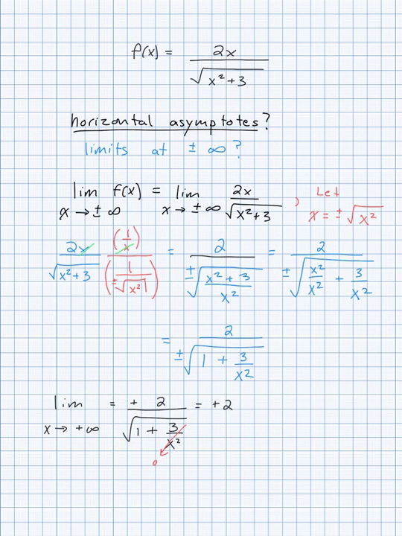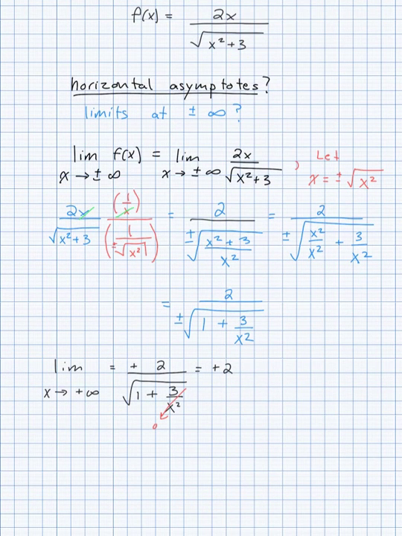And let me see if I can shift things up a little bit here. If I evaluate the limit as x goes to negative infinity, I take the negative value of the square root. Again, 3 over x squared, as x gets really big, gets really small and approaches 0. And so the limit is -2. And so I expect to have horizontal asymptotes at +2 and -2.